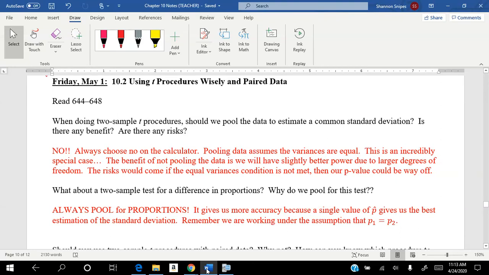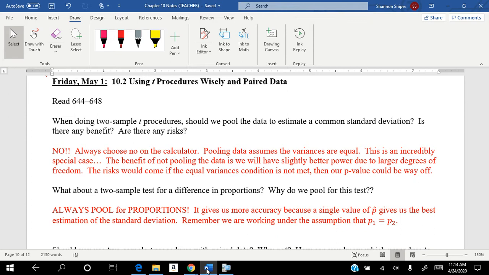Okay, let's wrap up chapter 10. We're going to talk about using our T procedures wisely and connect back to something we did quite a long time ago and how that might be confusing with what we're doing now. So, hopefully, we'll eliminate any confusion before it sets in.